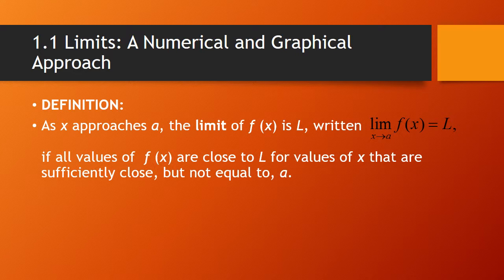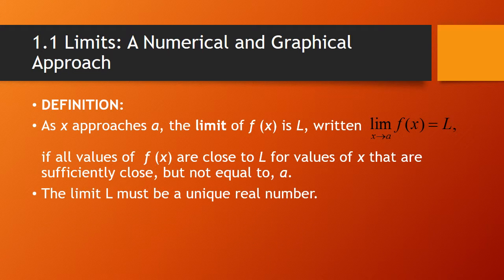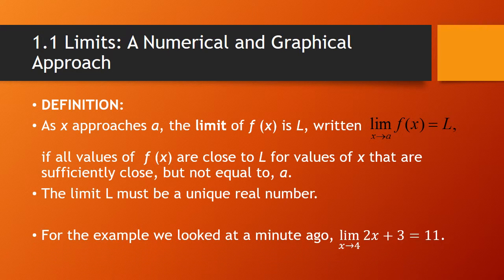This is if all values of f of x are close to L for values of x that are sufficiently close, but not equal to a. In other words, x doesn't actually ever have to reach a. It can approach it but not reach it. It could reach it, but it doesn't have to. The limit L must be a unique real number. So we're dealing with real numbers here, and there has to be a definite value that we're approaching. For example, a moment ago, this is what we were looking at if we want to write it out using this terminology. It's the limit as x approaches 4 of 2x plus 3, and that equals 11.